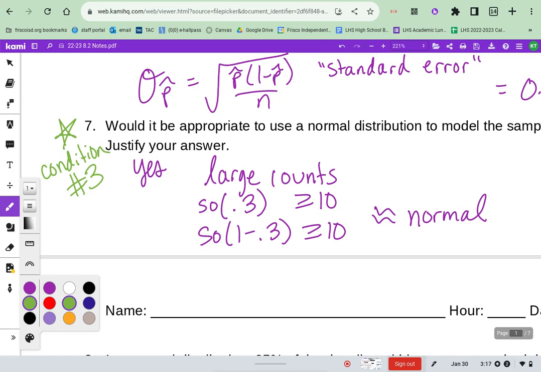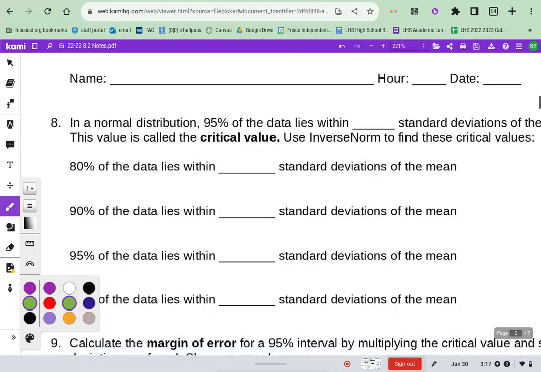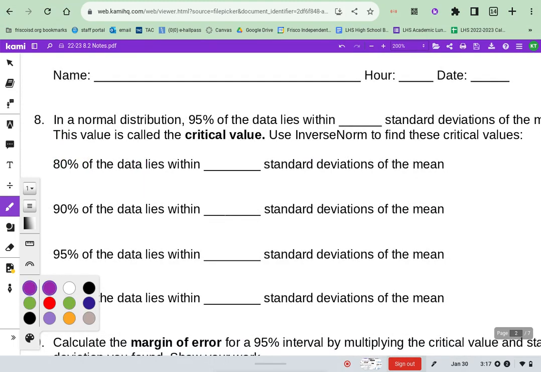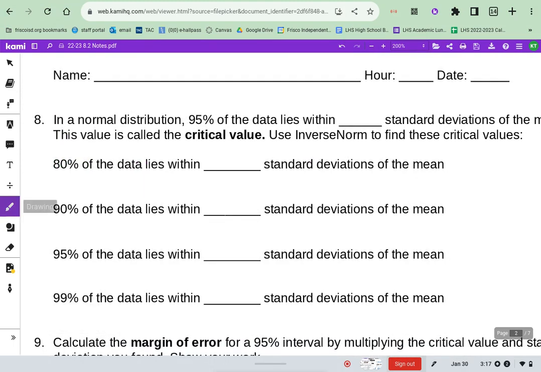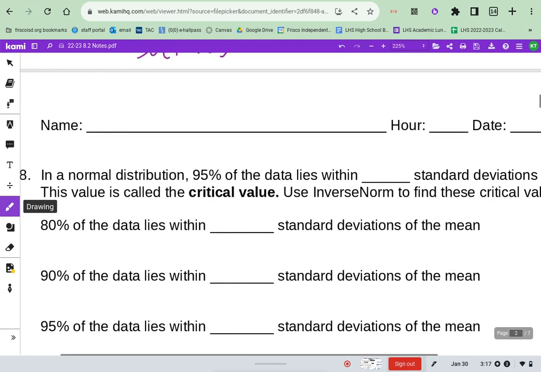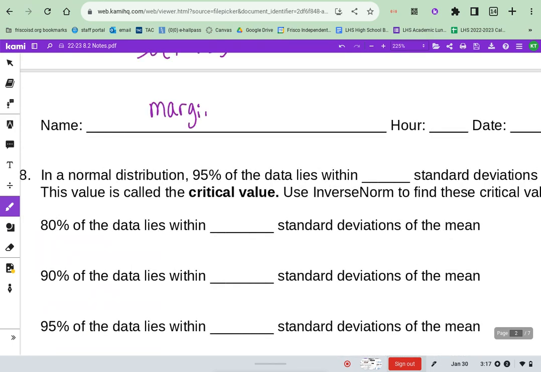Okay, so let's do this next one, number 8, together. Before we do number 8, I'm just going to write this down. You don't have to write it with me because we'll see it again later. But to find your margin of error, which we know is part of our confidence interval, we do 2 things. We're going to multiply our standard deviation by what's called a critical value. Critical values are what we're going to practice finding in number 8. So I'm going to tell you what those are and we'll try them.